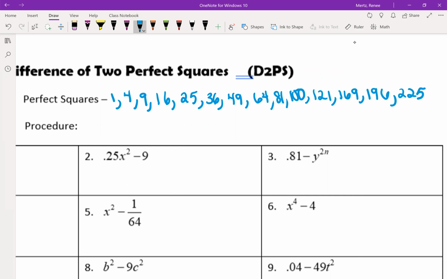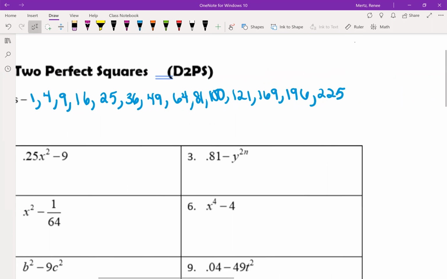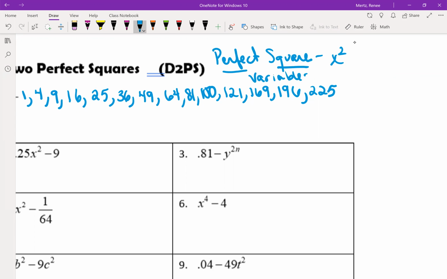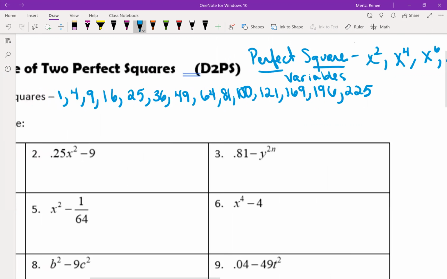Perfect square variables are anything with an even power. So think about x times x. X times x is x squared. How about x squared times x squared? X to the fourth. So anything with an even power is going to be a perfect square variable because they're divisible by 2.